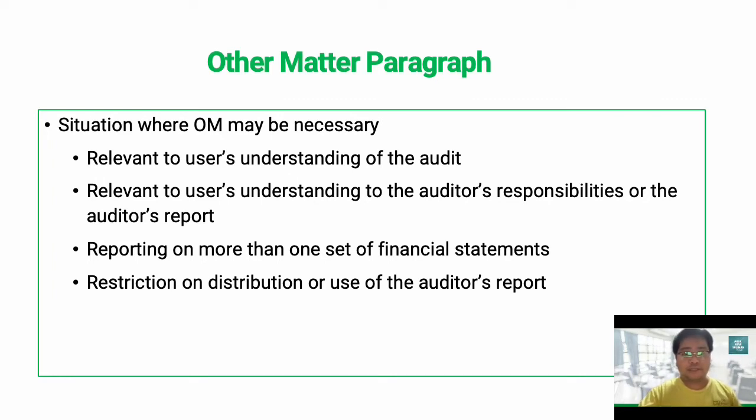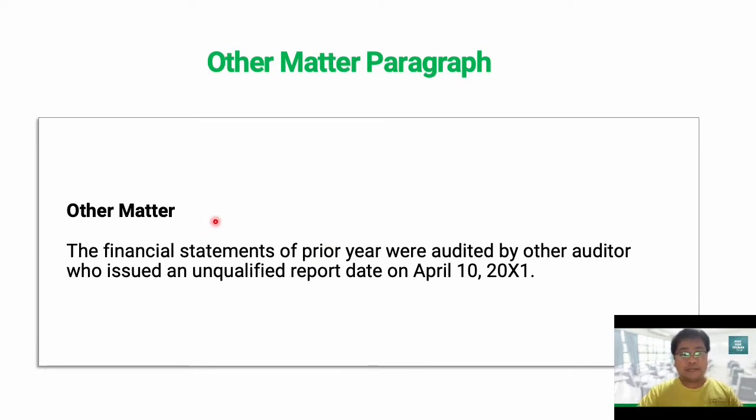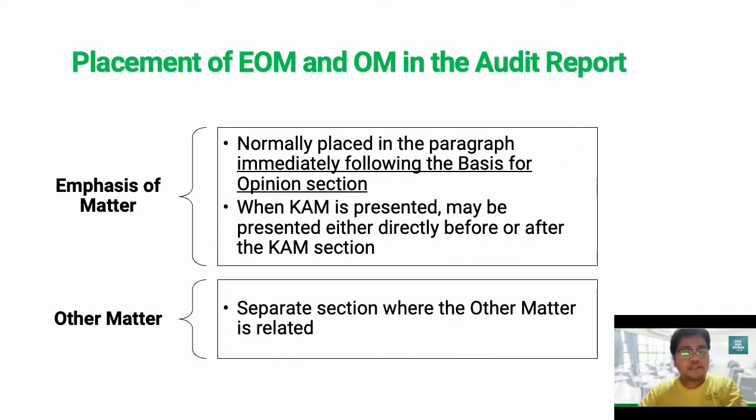For example, the other matter paragraph: the financial statements of the prior year were audited by another auditor who issued an unqualified report on April 10, 20X1. Now the next issue is where do we put the emphasis of matter paragraph and the other matter paragraph in our auditor's report.